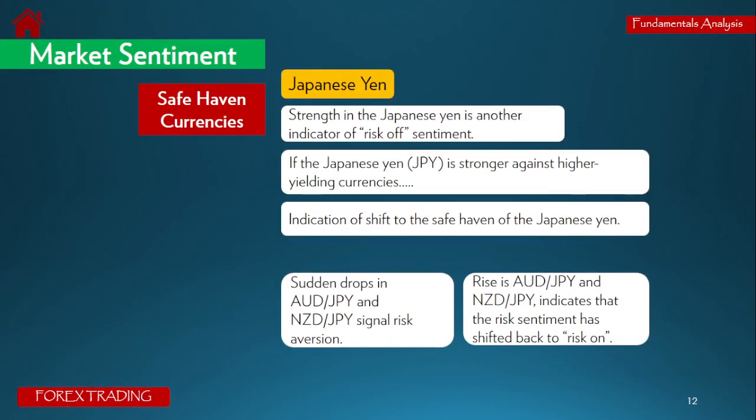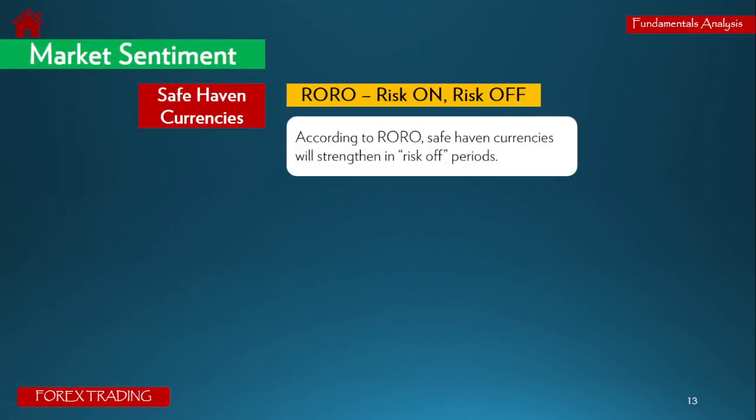Another safe haven currency is the Japanese yen. Strength in the Japanese yen is another indicator of risk off sentiment. If the Japanese yen is stronger against high yielding currencies, it's an indication of a shift to the safe haven of the Japanese yen. We can also see indications like sudden drops in the Australian dollar JPY pair and the New Zealand dollar JPY pair, which signal risk aversion. A rise in Australian dollar JPY and New Zealand dollar JPY indicates that the risk sentiment has shifted back to risk on. Safe haven currencies, we also label them as risk on, risk off, and according to RORO, safe haven currencies will strengthen in the risk off periods.